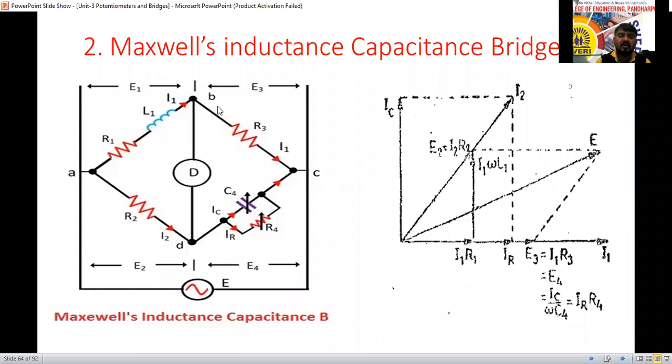The resistance we are considering as common. Here inductance is there, and this is capacitance. For that reason the name came: Maxwell's inductance capacitance bridge.